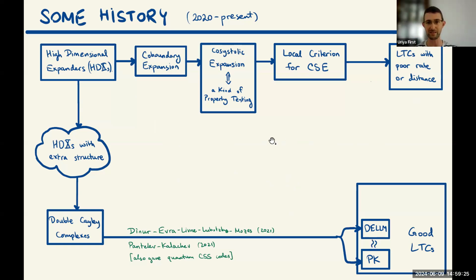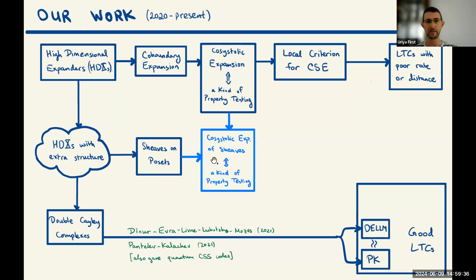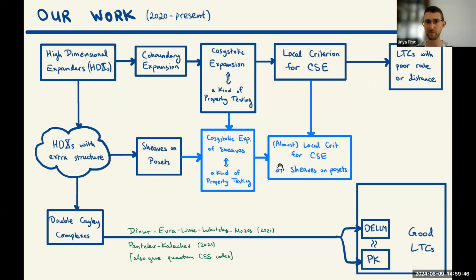So how do we do that? Oh, I should say that these two codes are essentially equivalent. I forgot that. Okay, so we consider sheaves on posets. Those are the high-dimensional expanders with extra structure that we use. There is a notion of cosystolic expansion of sheaves, which generalizes the earlier cosystolic expansion I spoke about, and it is a kind of property testing. We show an almost local criterion for cosystolic expansion of sheaves on posets. It generalizes significantly the known criteria.